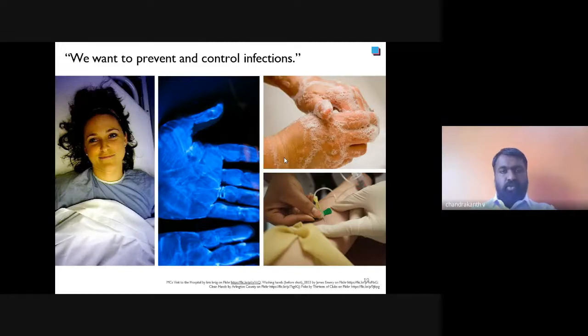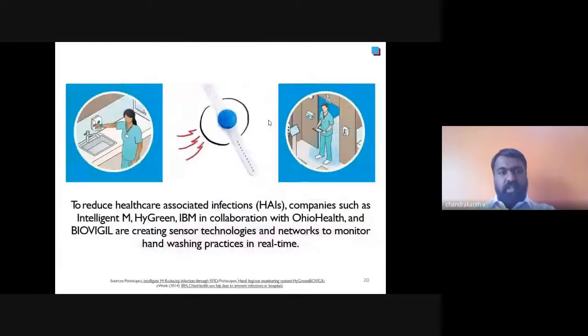This is one more simple product which is being developed: how do we prevent and control infections. Right now everybody might be using sanitizers for hand washes and other things to avoid the corona effect. But similarly, this is a practice that has to be done regularly. To count those things, this is a device which is being developed for monitoring your hand washing practices in real time.